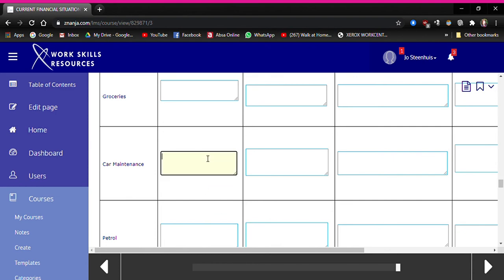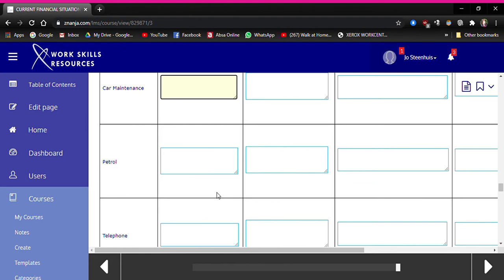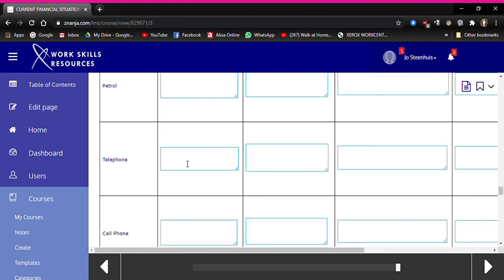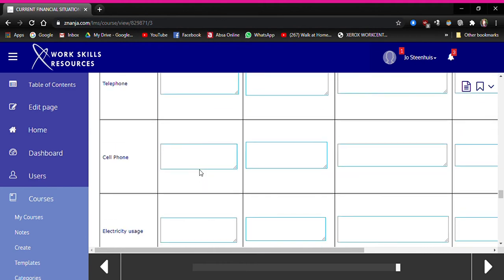Car maintenance. You might still have a car at retirement. I mean, you need to get around, even though you're going to walk. I know you're going to be fit. Car maintenance, just to put money aside to look after your car, unless you have a maintenance plan. Petrol, you're going to need that, yes. Telephone. Now, in today's life we don't necessarily have an installed phone in our house, so that might not be applicable. But I know that everybody has a cell phone. So you complete this row for me.